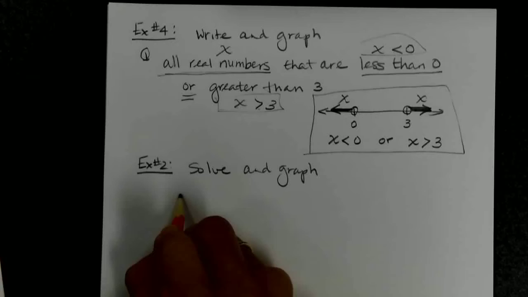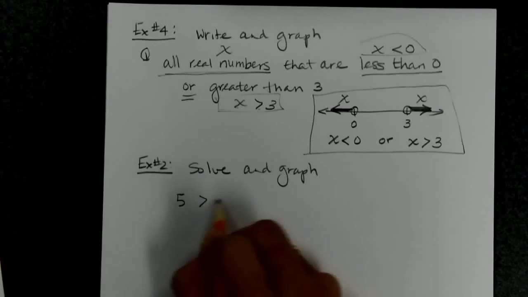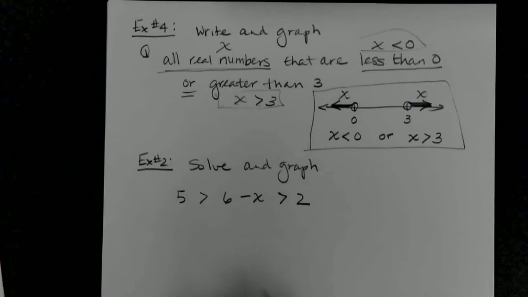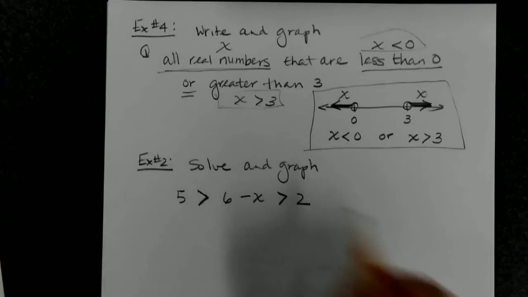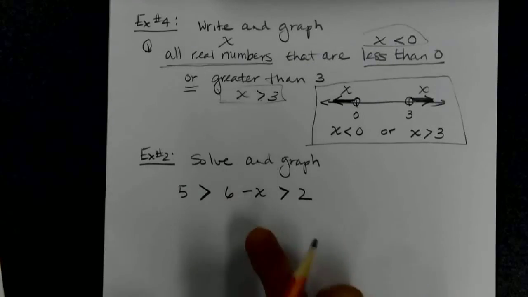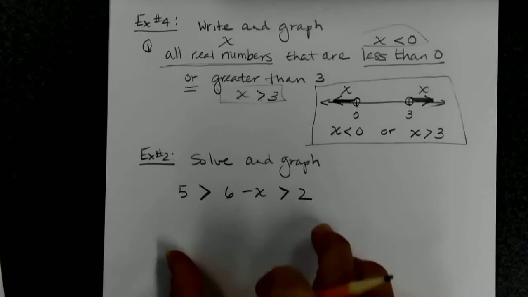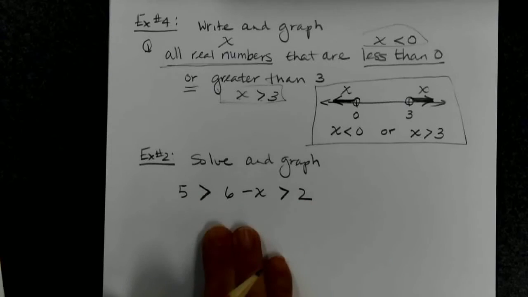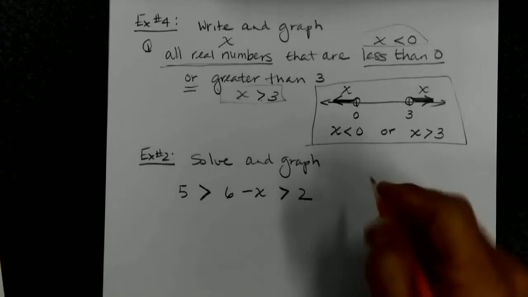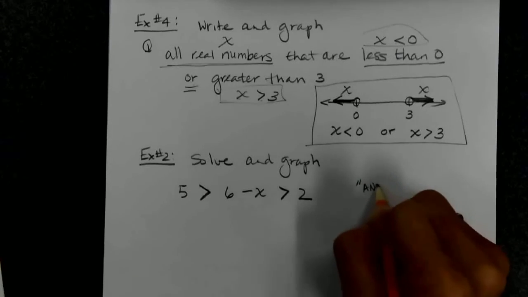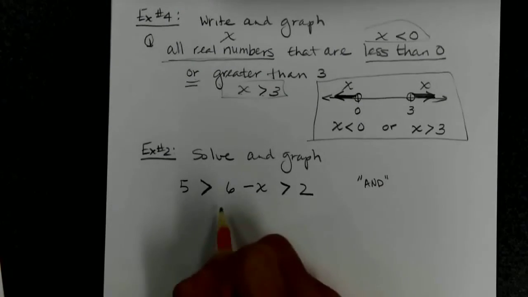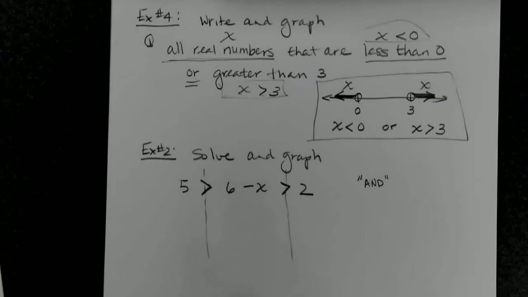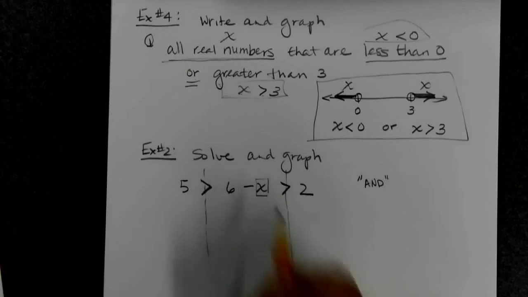So here's my inequality. 5 is greater than 6 minus x, which is greater than 2. So if you notice, we have two inequalities here, and this is why this is called a compound inequality. And this one I consider to be an and, because there's no word and these are together. Okay, so we're going to consider it to be an and compound. So now, like we did before, we're going to put a line through our inequality symbols, and our goal is to get x by itself.